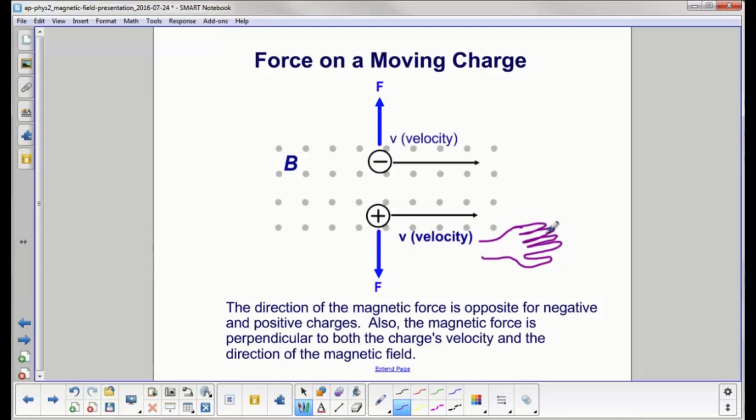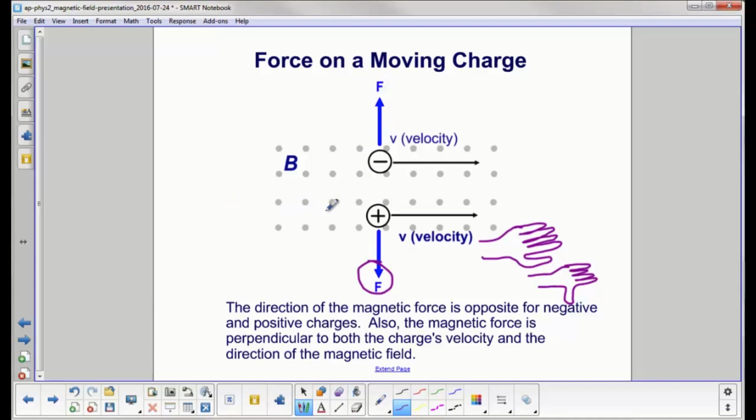You'll want to curl your four fingers into the direction of the magnetic field, which is out of the page, and then move your thumb perpendicular. So what you're going to have is your four fingers like that, and then you're going to extend your thumb out like this, and that means the force is in the down direction on a positive charge. For a negative charge, the force is in the opposite direction. So the force on a negative charge would be up.